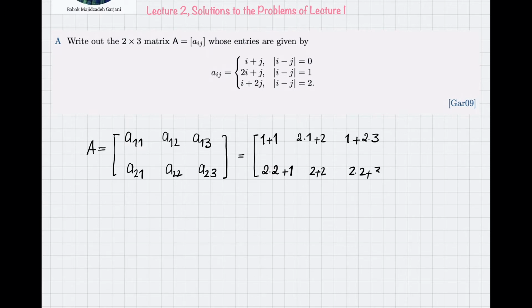Then finally, I simplify everything here, so it becomes 2, 4, 7, 5, 4, and 7. Okay, so that is the solution to this problem.